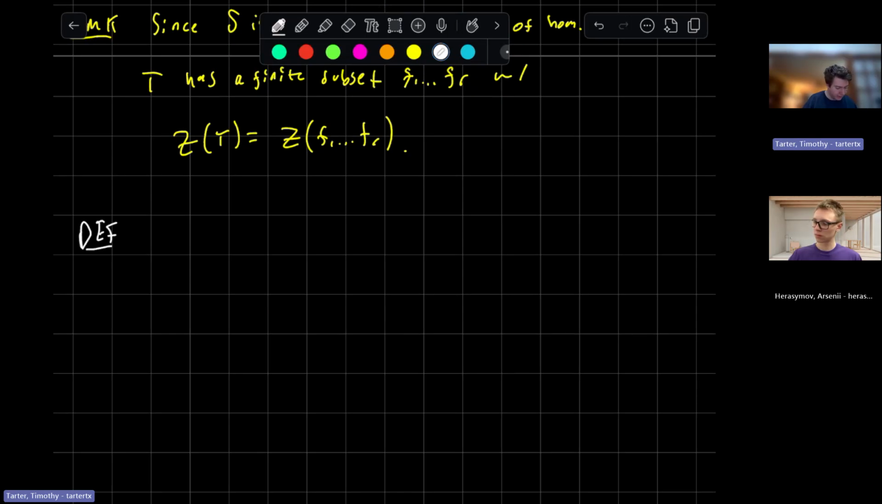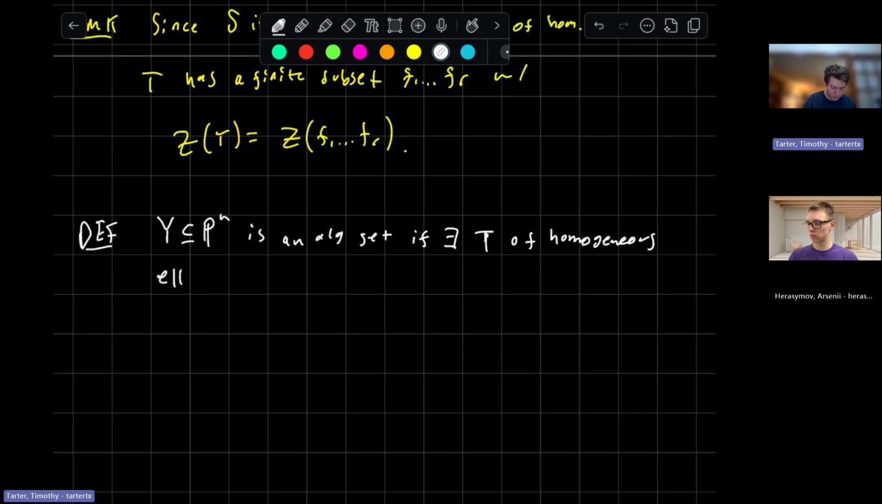So we'll have a definition that a subset Y of Pn is an algebraic set if there exists a set T of homogeneous elements of S with Y equal to the zero set of T.